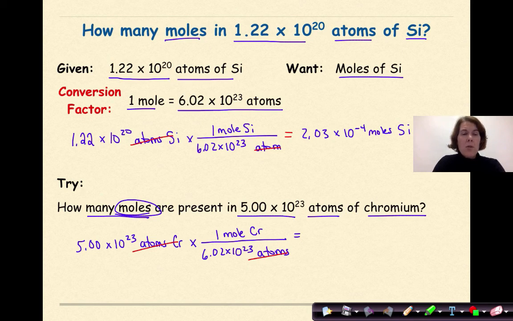So now what I'm going to do is 5.00 times 10 to the 23rd times 1 divided by 6.02 times 10 to the 23rd. And as a result, I should get 0.831 moles of chromium. And again, this makes sense. I start out with 5 times 10 to the 23rd atoms. I know that 1 mole is 6.02 times 10 to the 23rd, so it's slightly smaller than a mole of atoms. So 0.831 moles of chromium makes sense.